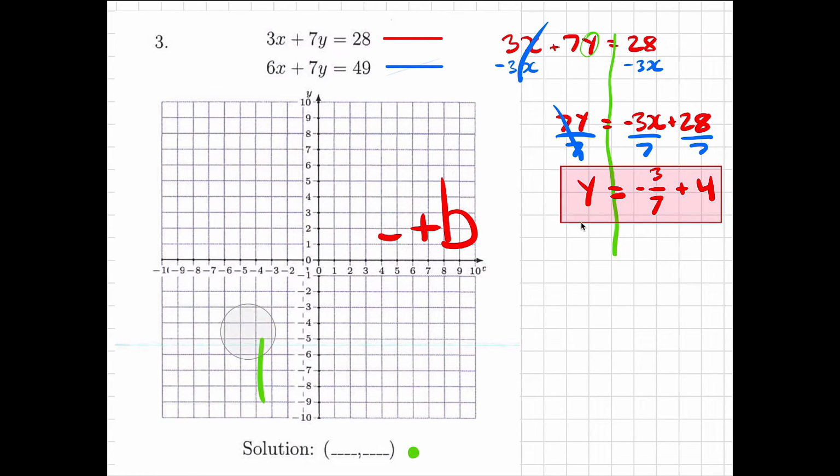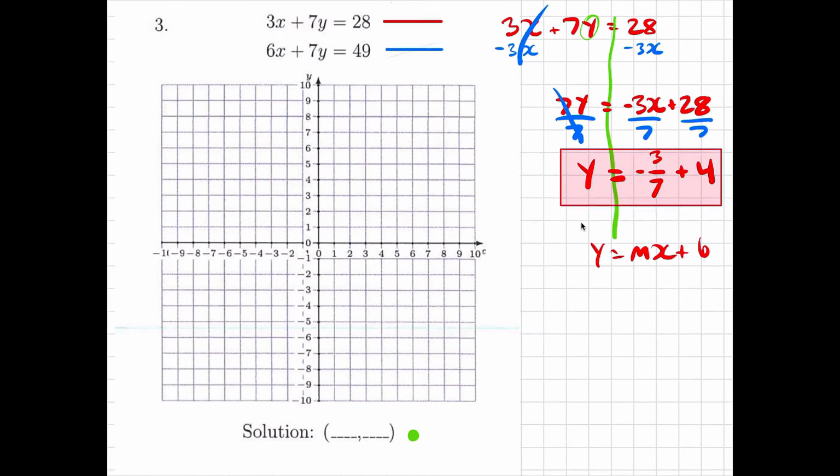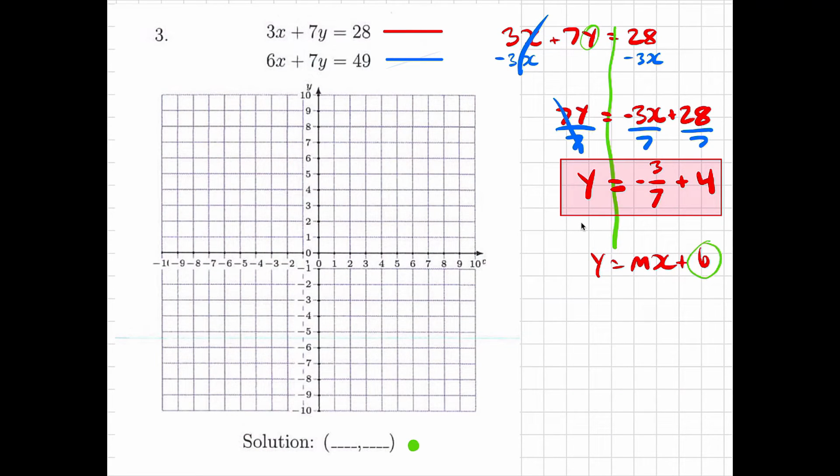So let's do that. Okay, so what does it say? It says take the equation that we have in the form of y equals mx plus b, and the b happens to be positive 4. So I'm going to put a dot at the positive 4 where it crosses the y axis.